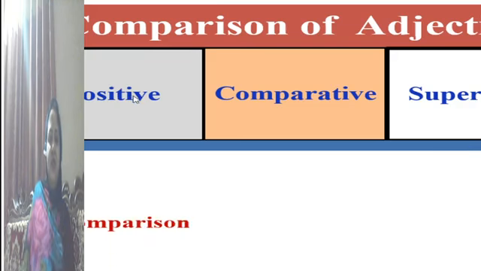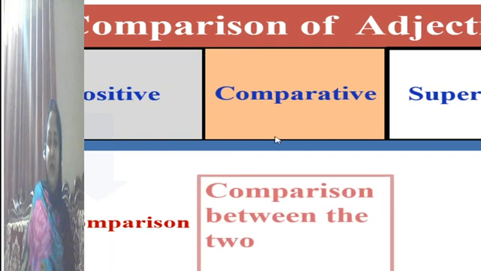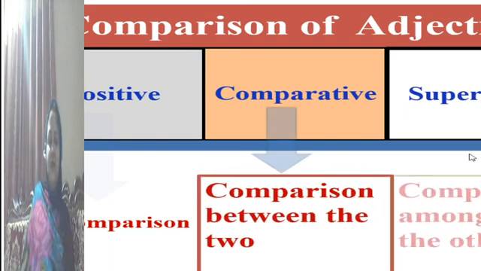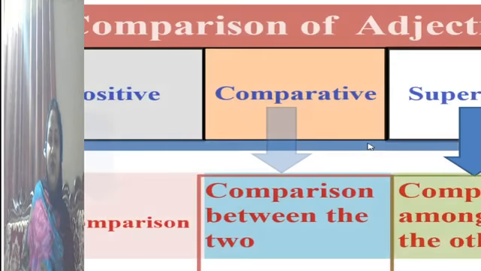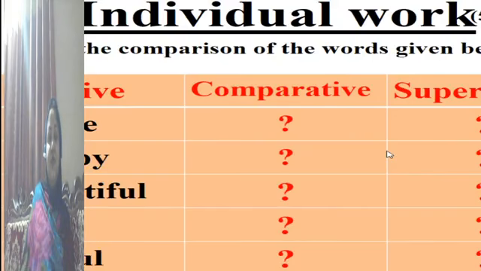So we can easily define that positive is no comparison, right? In comparative, we can say comparison between the two. And in superlative, we think comparison among the others. So I think you are clear now which one is positive, which one is comparative, which one is superlative. Right. So this is individual work.